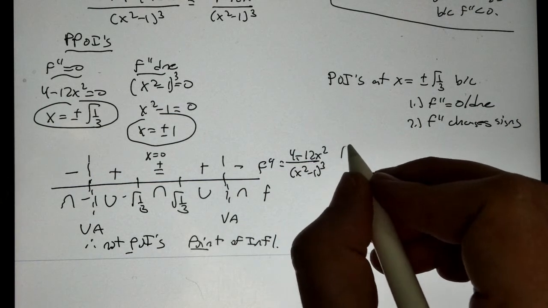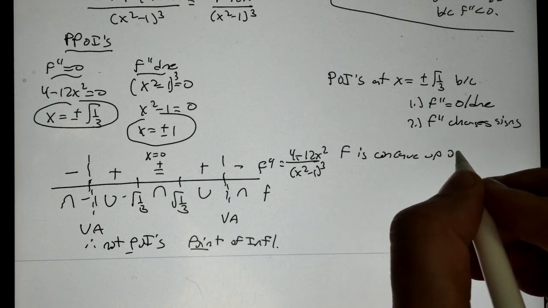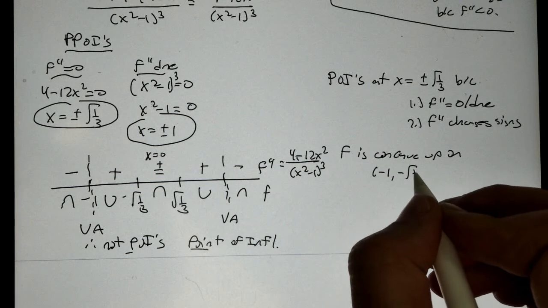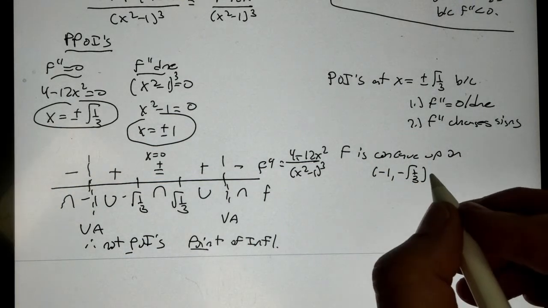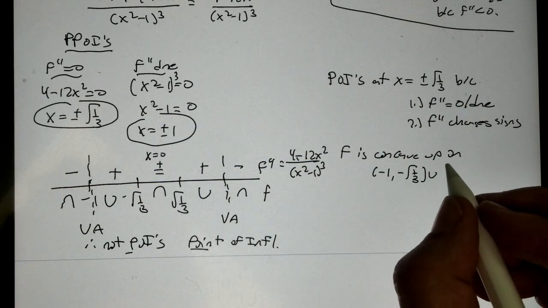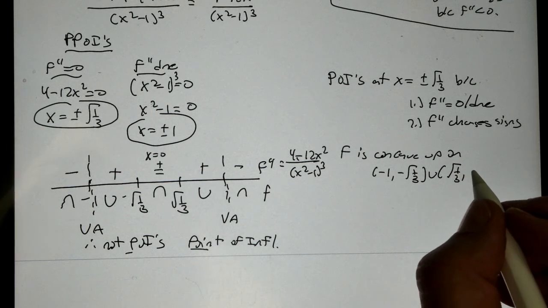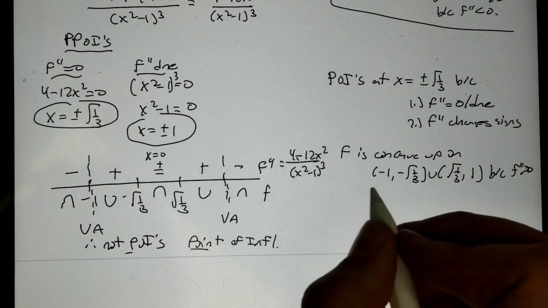Next, F is concave up on the following domains: negative 1 to negative 1 over root 3. See, here I can include the endpoint because it's a soft bracket. I'm not including the asymptote, but here we would have to include it. Or from 1 over root 3 to 1. And that is because the second derivative is positive.